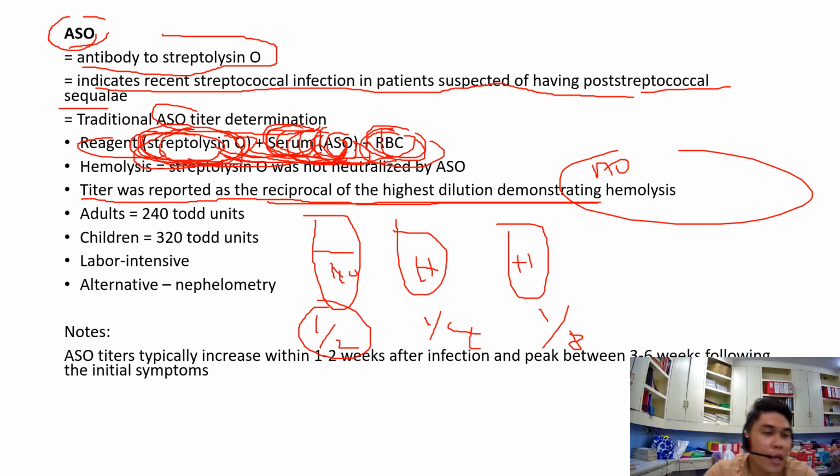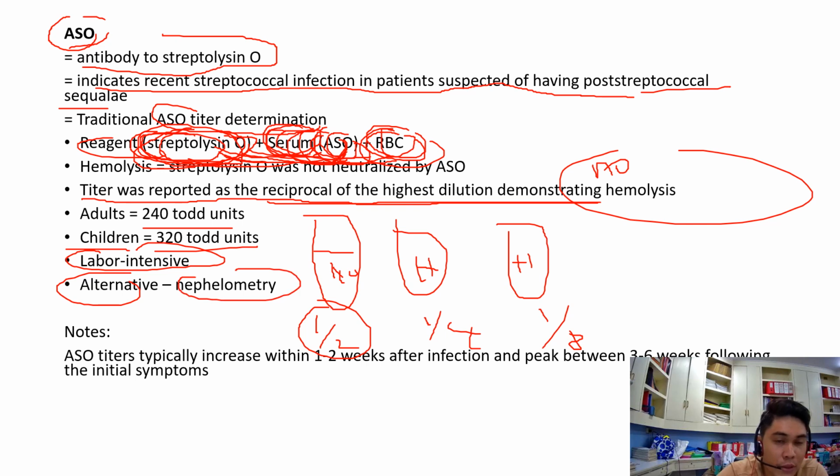So for adults, the significant titer is 240 Todd units, and for children it's 320. Okay. The problem with this method, it's labor intensive, so the alternative is to perform nephelometry. Okay, so same with your anti-DNase, same principle. You have the antigen-antibody complex, and that can cause scattering of light. So in nephelometry, we measure the amount of scattered light, and that is directly proportional to the ASO concentration. So ASO titers typically increase within 1 to 2 weeks after infection and peak 3 to 6 weeks following the initial symptom.